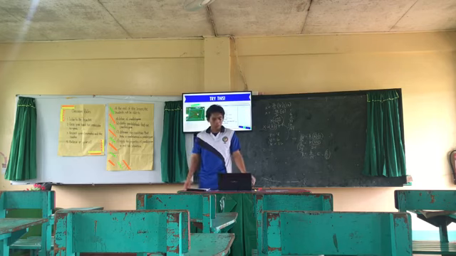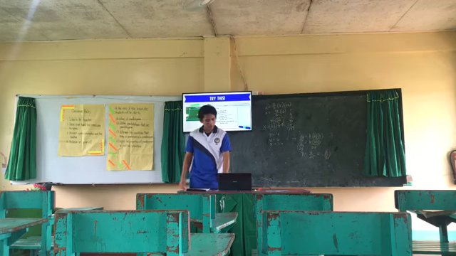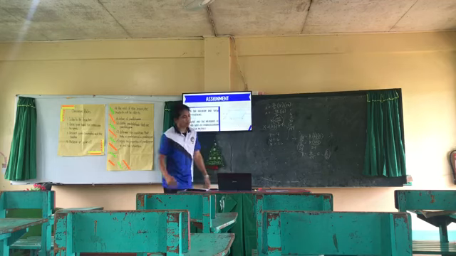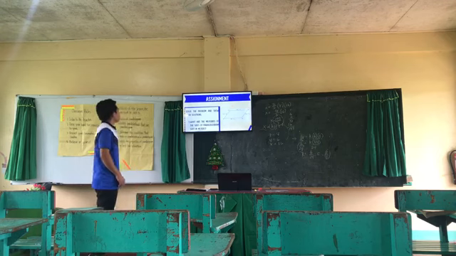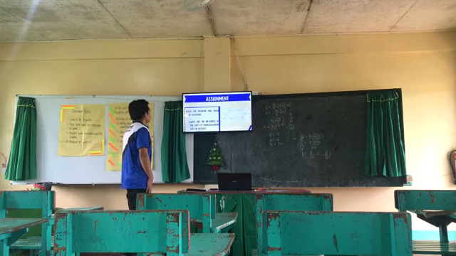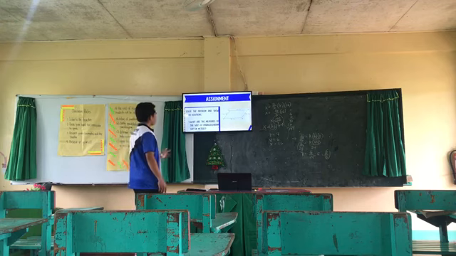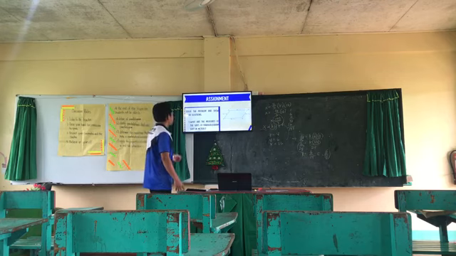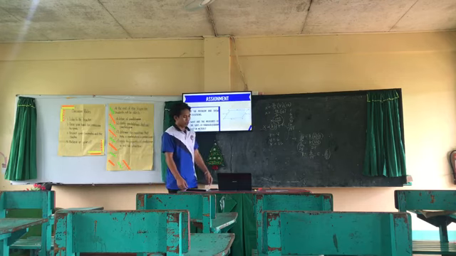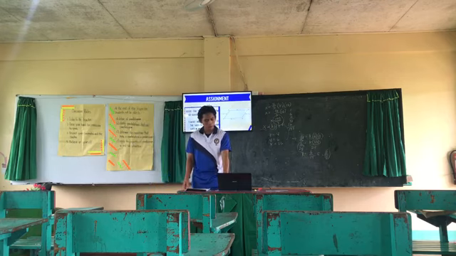Now, who got the perfect score? Very good. All of you got a perfect score. For our assignment, solve the problem and show your solution. Based on the figure, you are going to measure the sides of the parallelogram, solved in meters. So that's your assignment.